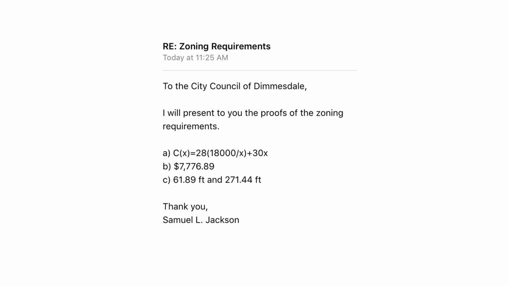To the City Council of Dimsdale, I will present to you the proofs of the zoning requirements. A: C of x equals 28 times 18,000 divided by x plus 30x. B: $7,776.89. C: 61.89 feet and 271.44 feet. Thank you. Samuel L. Jackson.